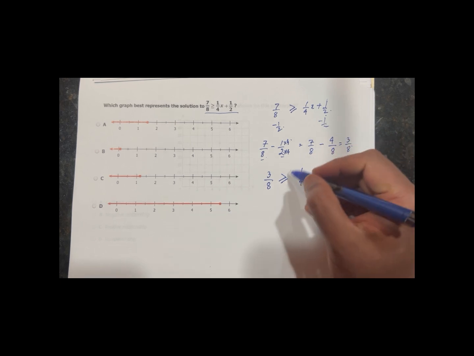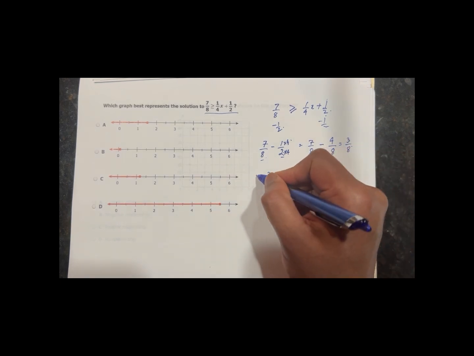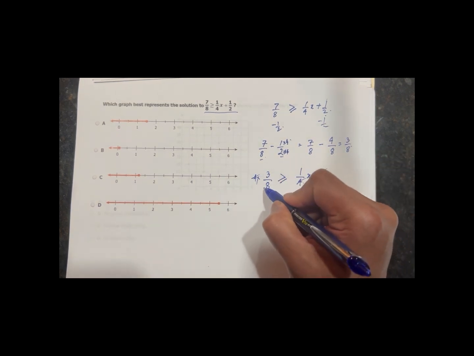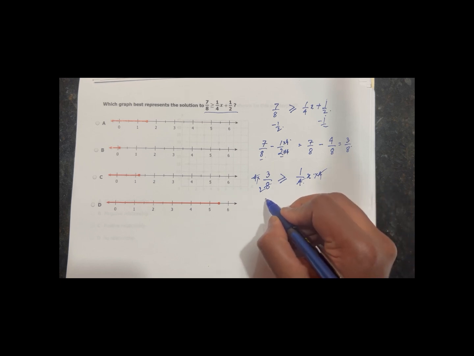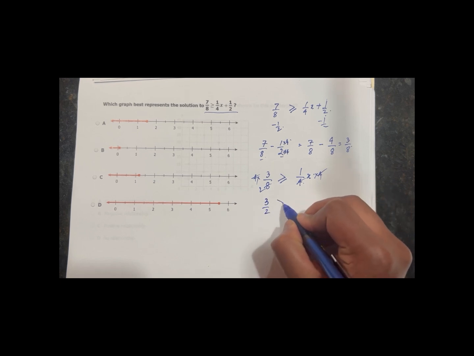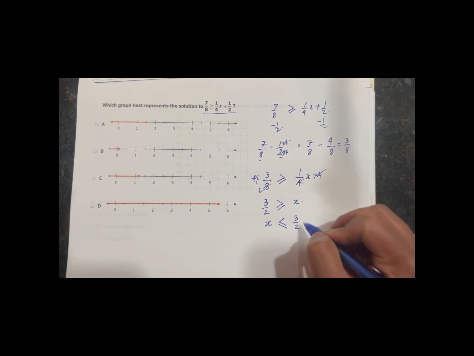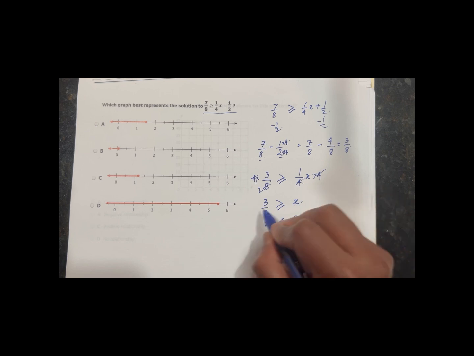You want to get rid of the 4, so multiply this side by 4, and multiply this side by 4. The 4 gets cancelled, and then I have 2 remaining. So it's basically saying 3/2 is greater than or equal to x, or x is less than or equal to 3/2. All that I've done is flip these things around. Remember, in inequalities, if you flip the sides, the signs change. But because there is no negative, you don't have to flip any signs.